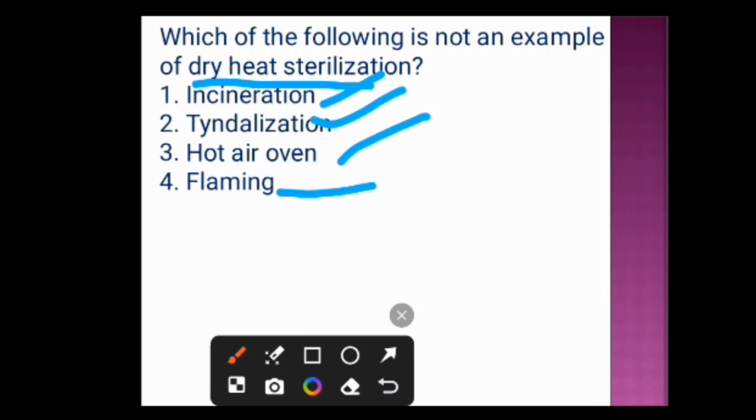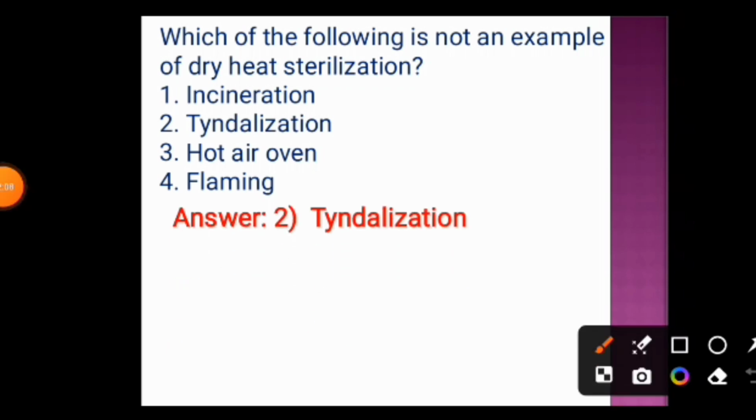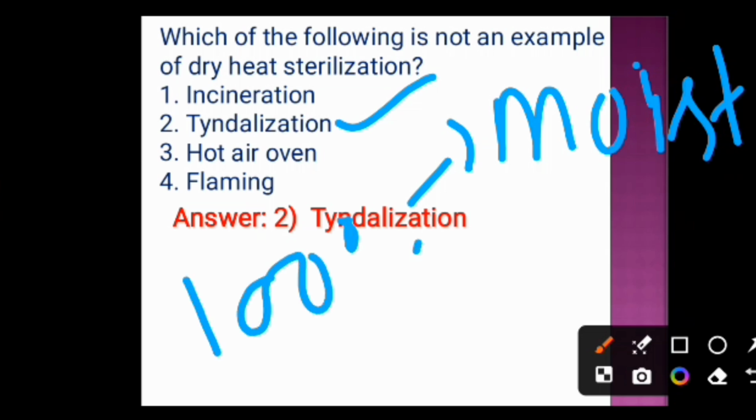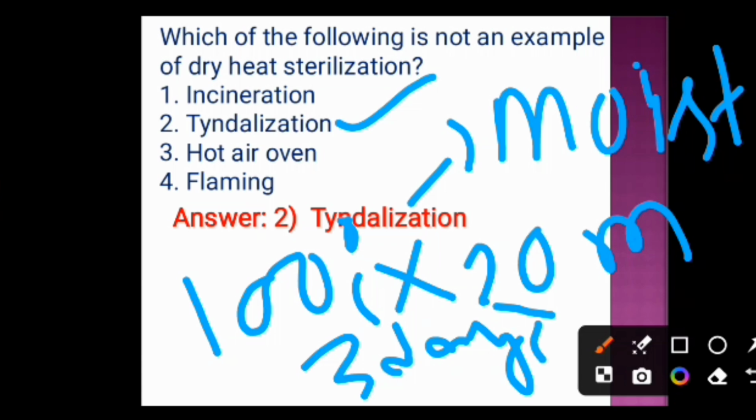Whereas tyndallization is an example of moist heat sterilization. It is a moist heat sterilization procedure at 100 degrees centigrade. It is not an example of dry heat sterilization. So the answer will be option 2, that is tyndallization. This tyndallization is an example of moist heat sterilization, and here the temperature is 100 degrees centigrade for 20 minutes for consecutive 3 days. This tyndallization is a 3-day procedure.